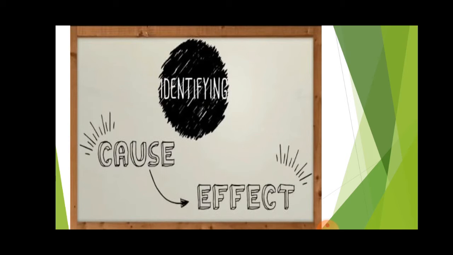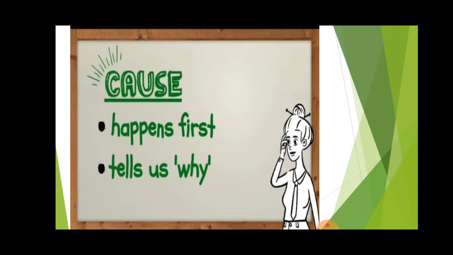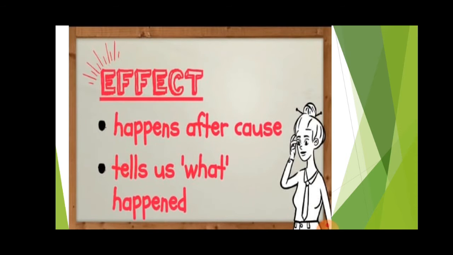How are we going to identify cause and effect? Identifying cause and effect in text is important as it helps us to understand the events that are happening. It helps us to understand what's happening and why it is happening. So, a cause happens first and it tells us why it happens. To find cause, ask, why did this happen? Effect happens after the cause. It tells us what happens.